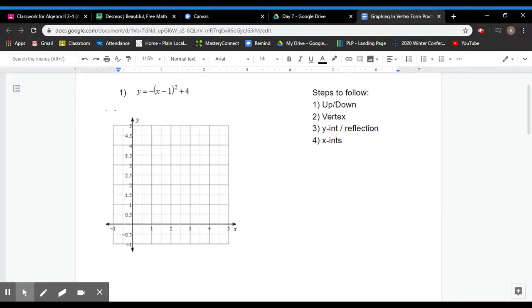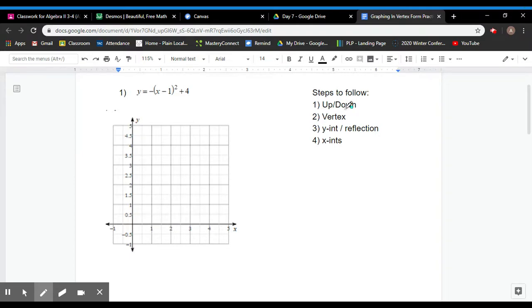Now that we've looked at x-intercepts in particular, I want to go back and look at graphing as a whole from the vertex form. So here we have a problem where it is in vertex form, and I want us to go through the entire process of graphing it. So these are essentially the 4 steps you follow.